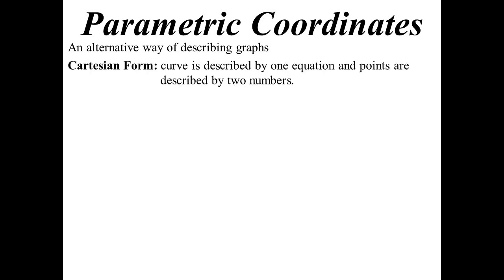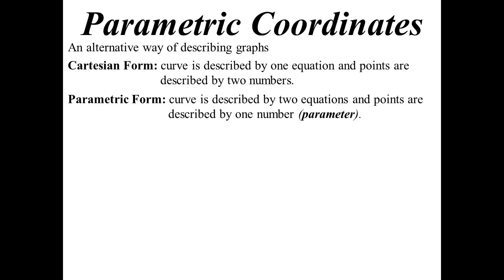So Cartesian, what we see is a curve that's described by one equation, and then our points, two numbers, one for the x value, one for the y value. Parametrics flips it the other way. So a curve's then described by two equations, one for the x value, one for the y value, but then the point is described by one number, and that number you substitute into both of the equations and you come up with the coordinates. Now that number is known as the parameter.